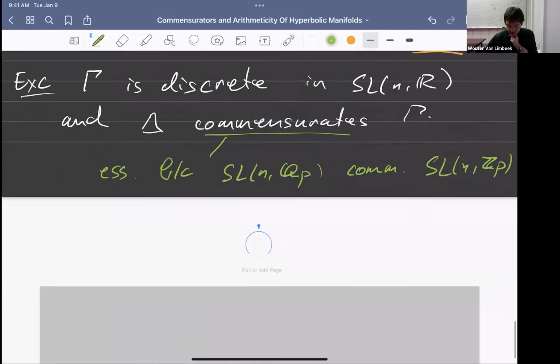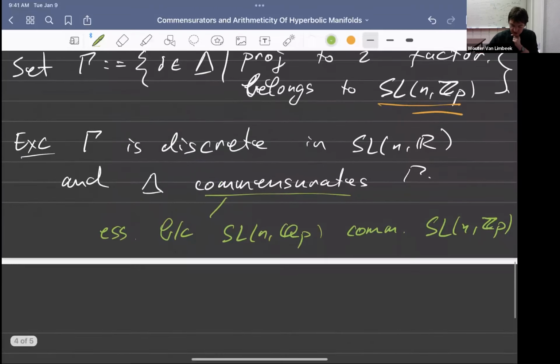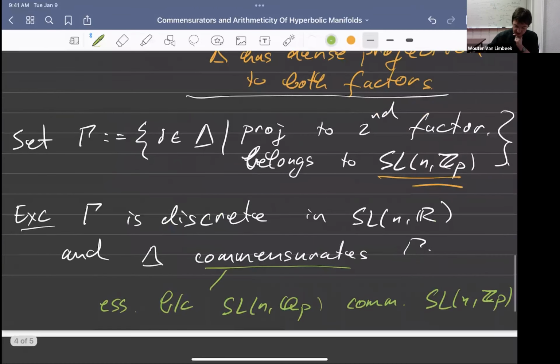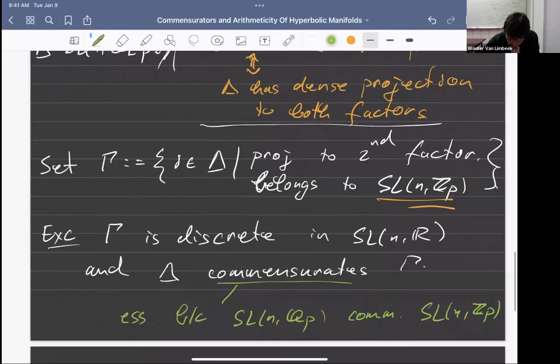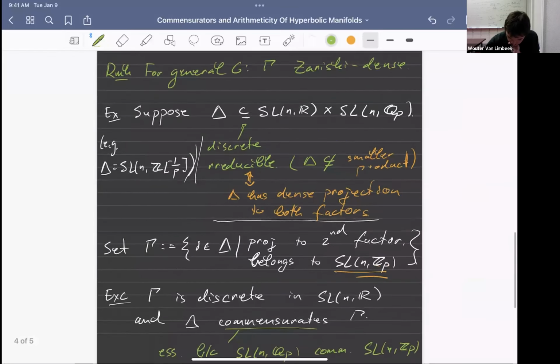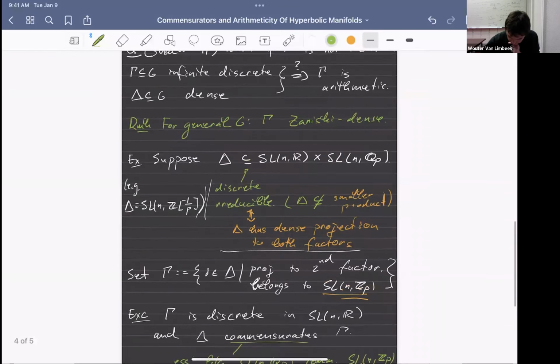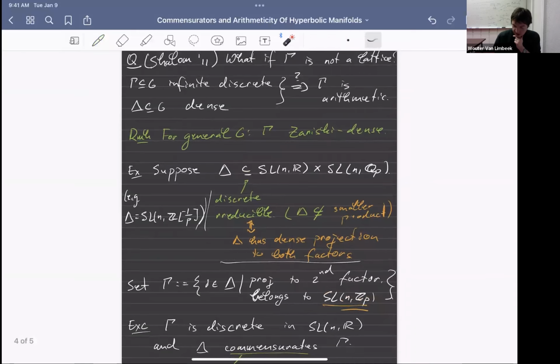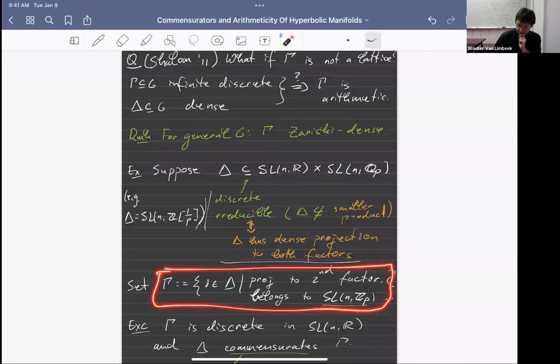Okay, so why is this useful? Just zooming out a little bit. Why is this useful for my problem? If you think about this question, then one way to make such a gamma and such a delta is to start with this construction here and then take gamma as over here.